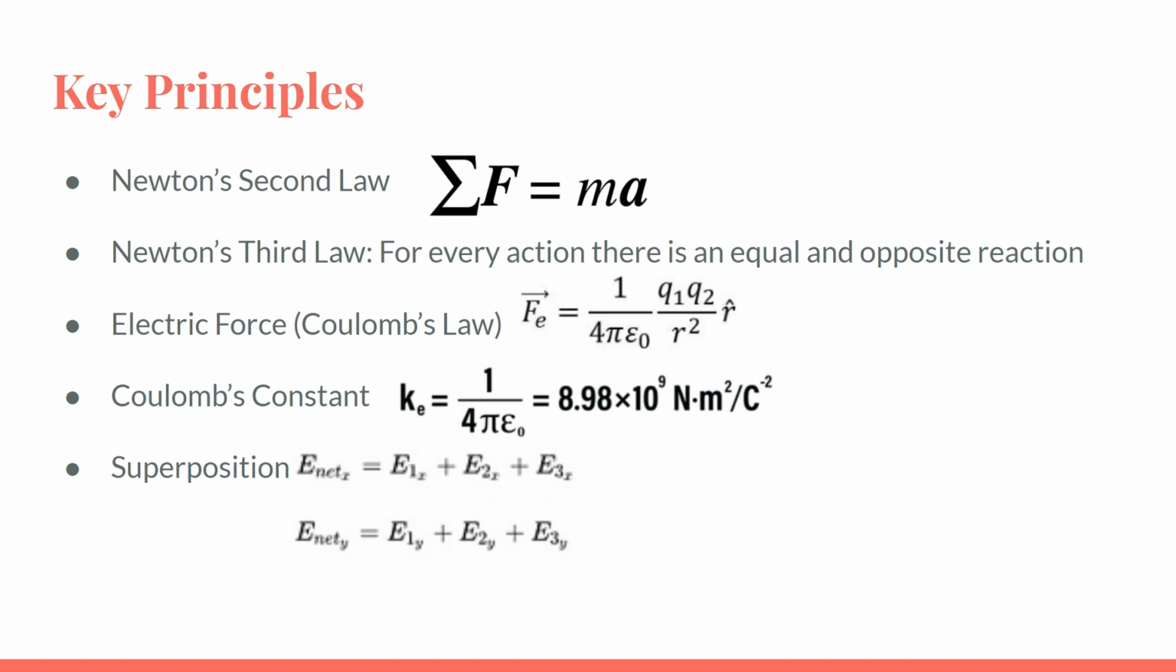The electric force, shown by Coulomb's law, is the electric force equals 1 over 4 pi epsilon naught times charge 1, q1, and charge 2, q2, over the magnitude of r squared times r hat vector, with Coulomb's constant k equaling 1 over 4 pi epsilon naught, which is equal to 8.98 times 10 to the ninth newton meters squared per coulomb squared. As well as superposition, which we used for calculating the charges: E net for the x or y being equal to the sum of E1, E2, E3, and so forth.